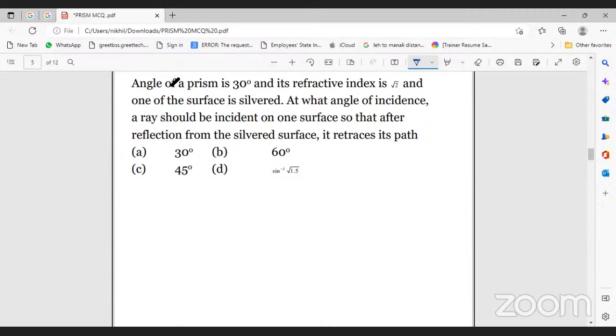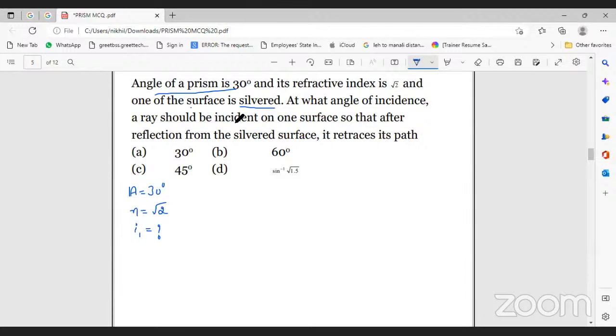What is the angle of the prism? So the angle of the prism is 30 degrees. What is the refractive index? Root 2. One of the surfaces is silvered, sir. At what angle of incidence, I1, sir?